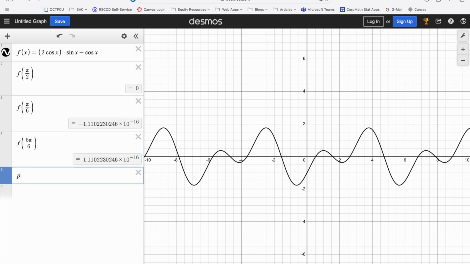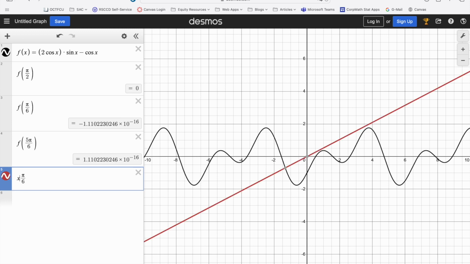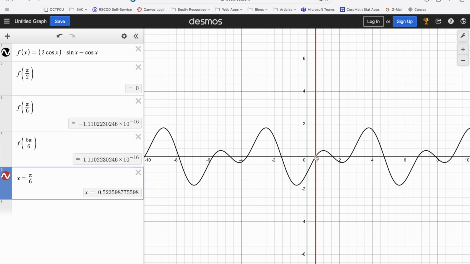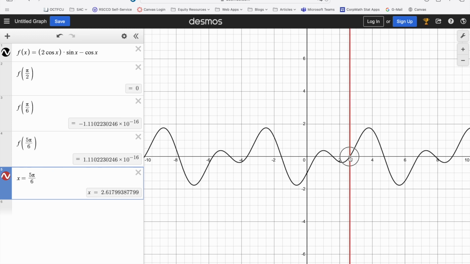If you want to confirm pi over 6 is a solution on the graph, you type in x equals, and you can see that on the graph, it does show you that pi over 6 equals 0. Same thing with 5 pi over 6. If I go over here, on the graph, 5 pi over 6 equals 0. Again, these should be rounded to 0. It's just a rounding error with Desmos.